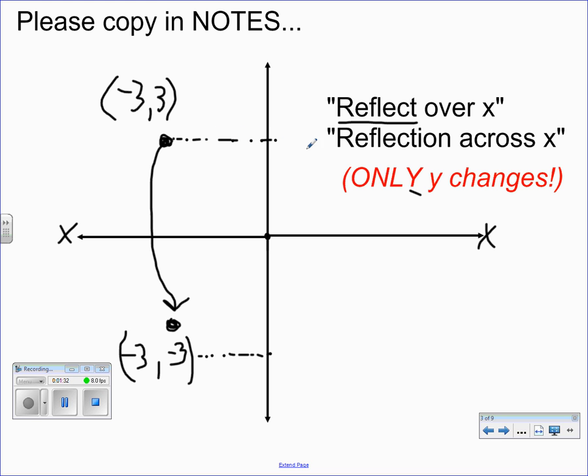We're at -3. Before, we were at +3. How do I know it's 3? I just made it up. But I know that this part is positive of y, and this part is negative. So y changed from +3 to -3. Again, that's a reflection over the x-axis.